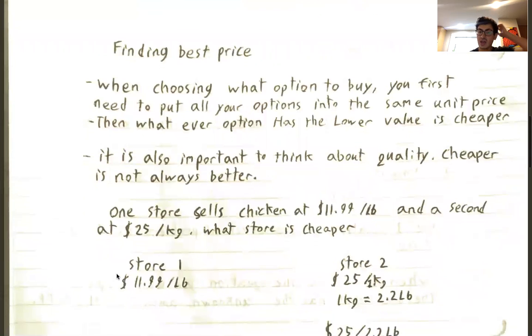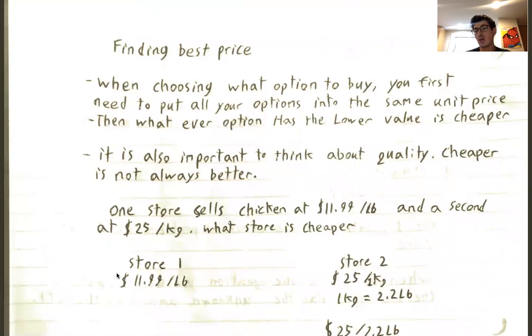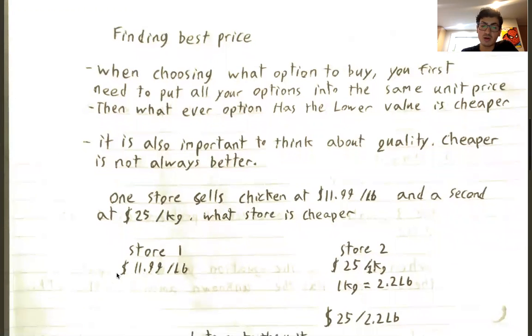So let's say we're looking at chicken. We're going to buy some chicken, and we're going to say all stores are equal at this point. Say one store is selling chicken at $11.99 per pound, and the second store is selling the chicken at $25 per kilo. I'm going to figure out what store is cheaper. Where should I get my chicken from if I want to save some money? So for store one, we have the price per pound, and for store two, we have the price per kilo.